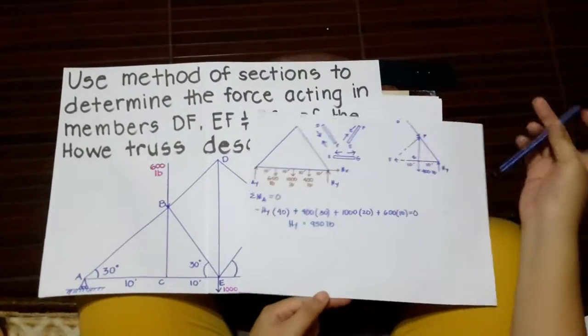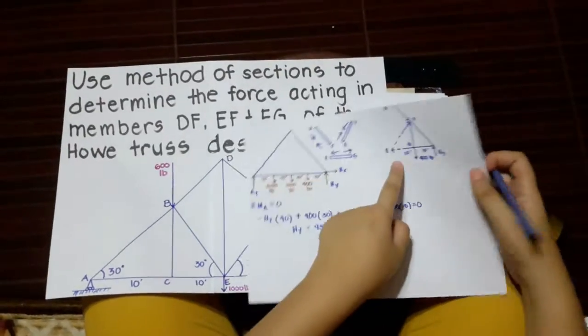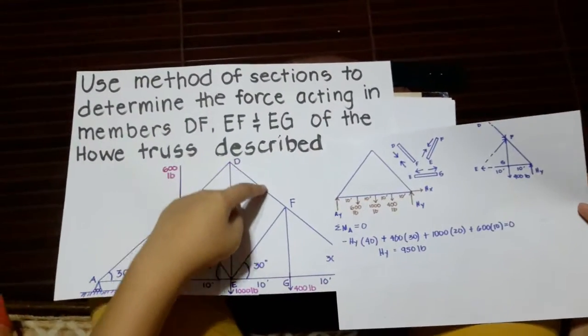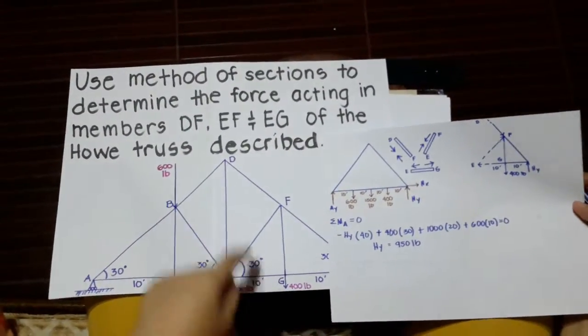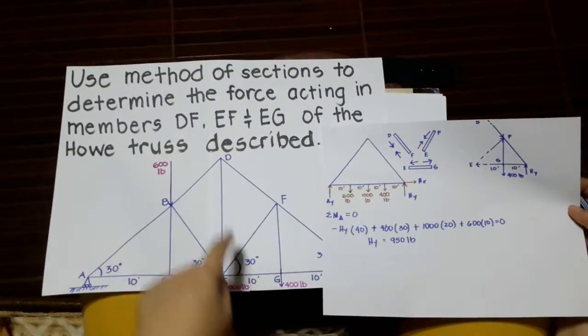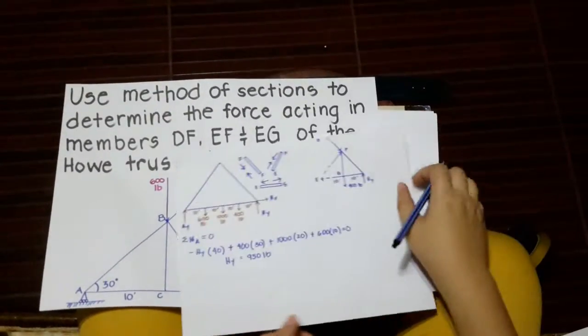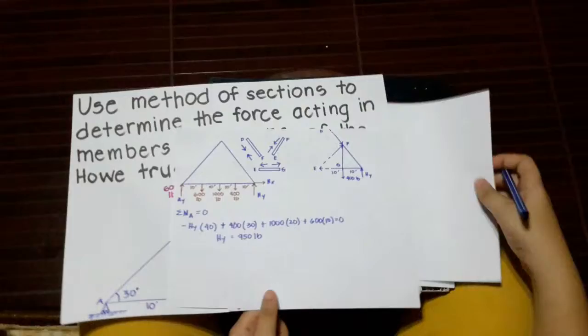For that, we're going to have this diagram. As you can see, I cut the section here. If you cut a section, you should only cut 3 members. Not 4, not 5, only 3. So we're going to solve for that.